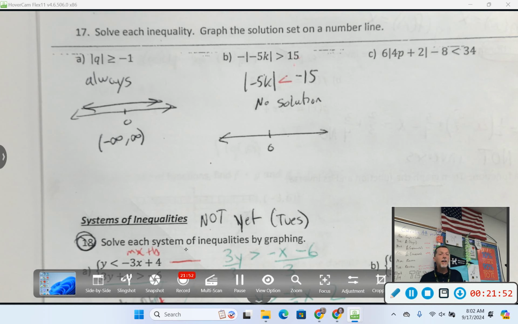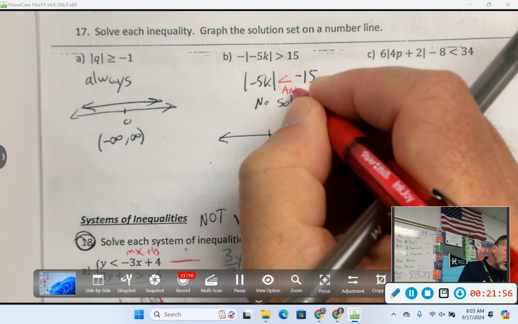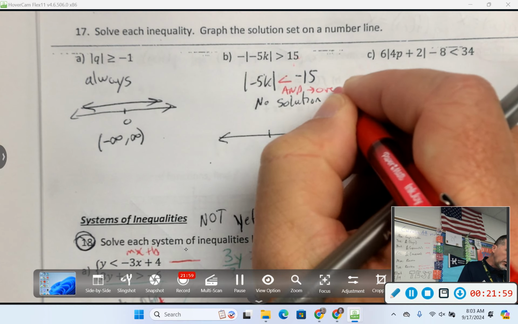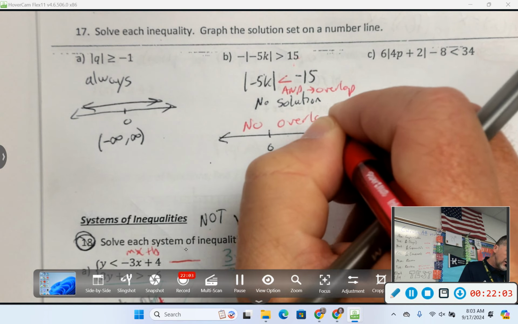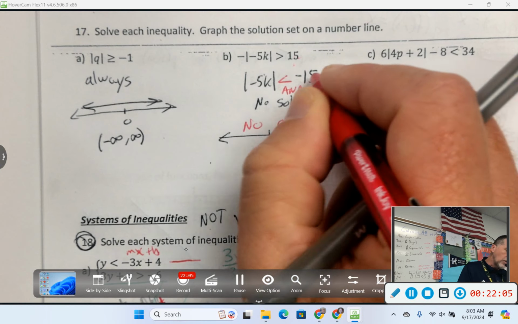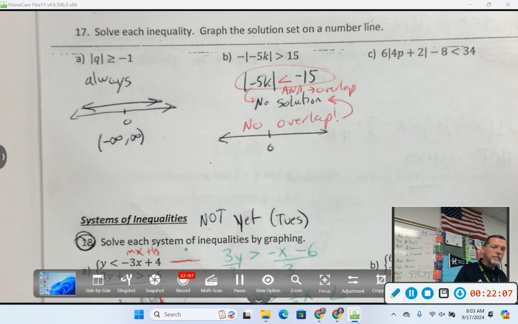If you work it out the long way, as long as you remember that this is an AND problem, which means you're looking for an overlap, and there is no overlap. That's the long way. I'd rather you catch it up here, but if you go the long way, you should still get no solution.